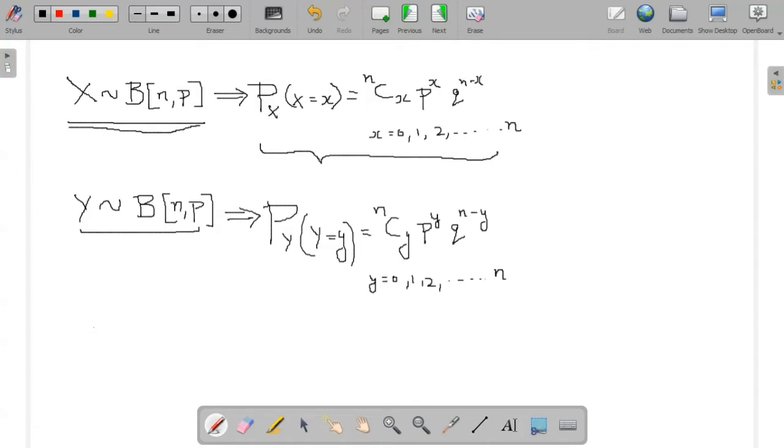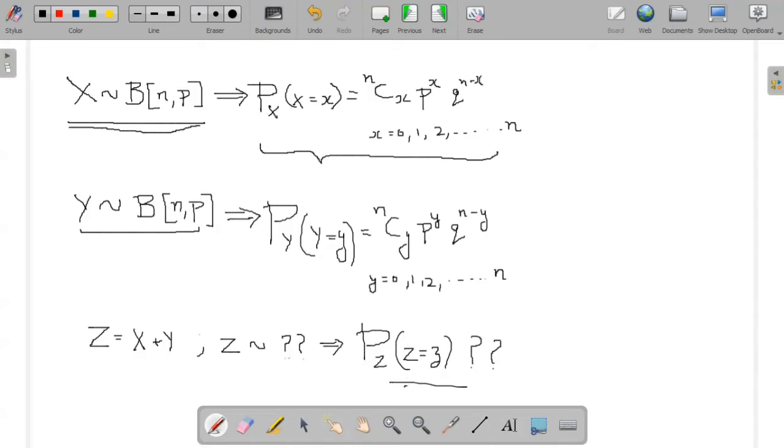It is given that Z is equal to X plus Y. We need to find out how Z is distributed. By which I mean the examiner wants to say that you have to find out the PMF of Z. This we need to find out. So let's see how to calculate this.